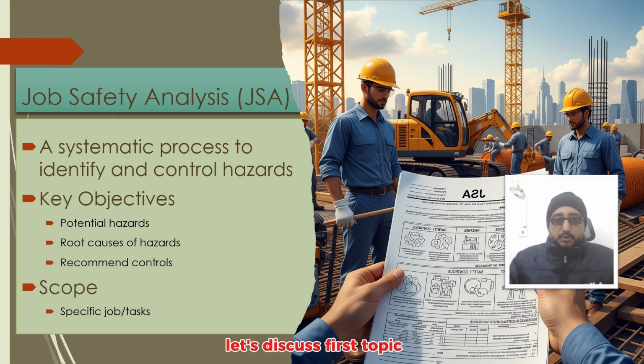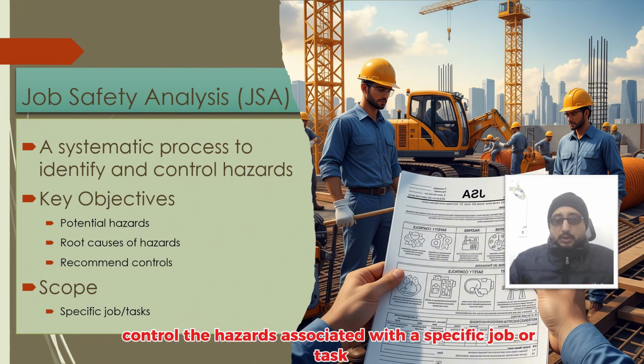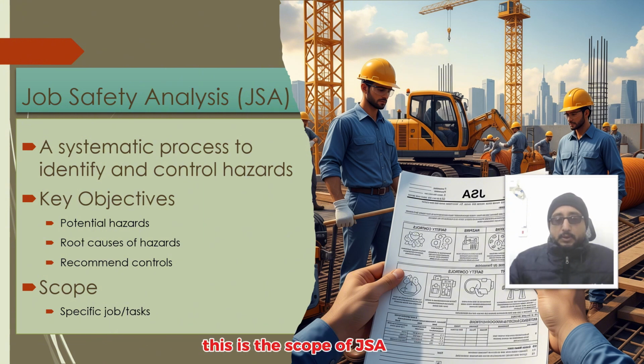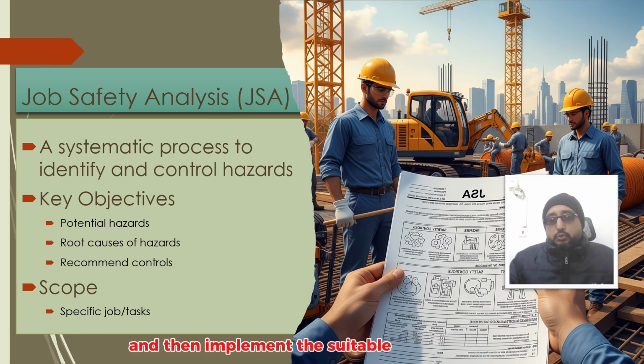Let's discuss the first topic, JSA. So let's define it. JSA is a systematic process to identify and control the hazards associated with a specific job or task. This is the scope of JSA. Basically, in the JSA, we identify all the hazards associated with a single job and then implement suitable control measures. So how does it work?